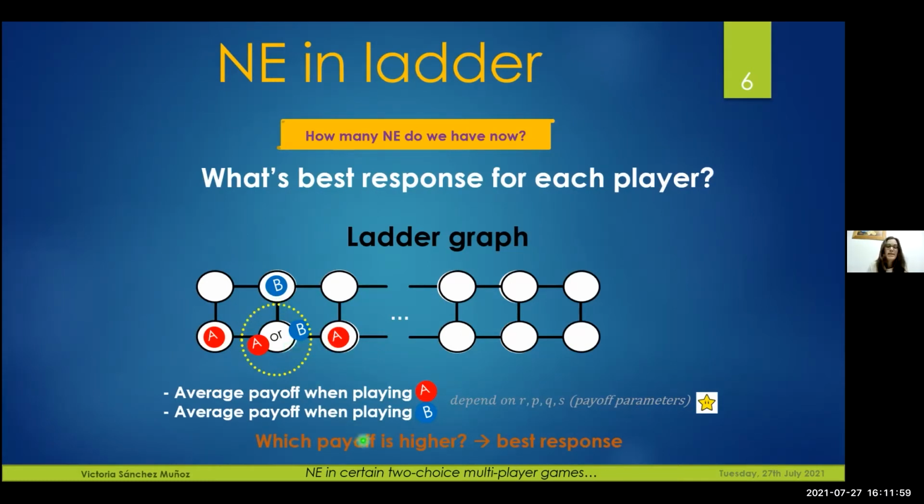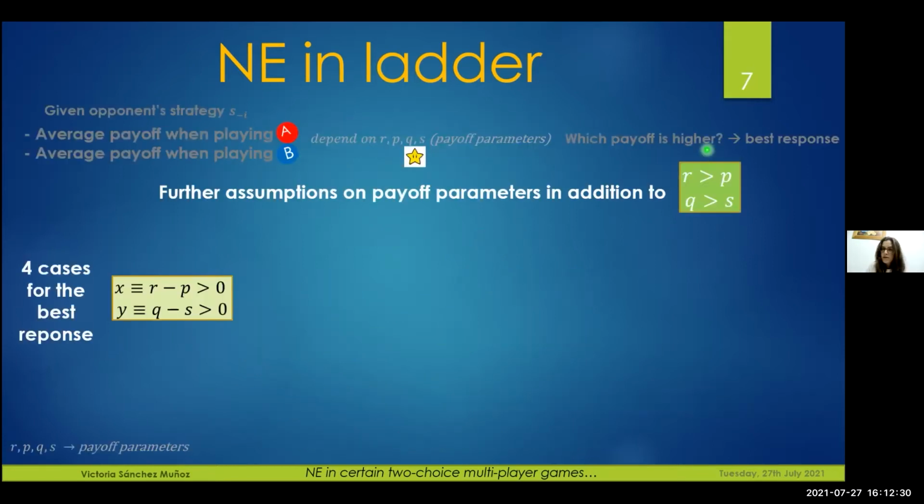And the one that is higher from both of them defines the best response for this player against this particular choice of the opponent's strategies. But remember that we didn't fix the payoff parameters, so those two quantities will depend explicitly on the payoff parameters R, P, Q, and S.